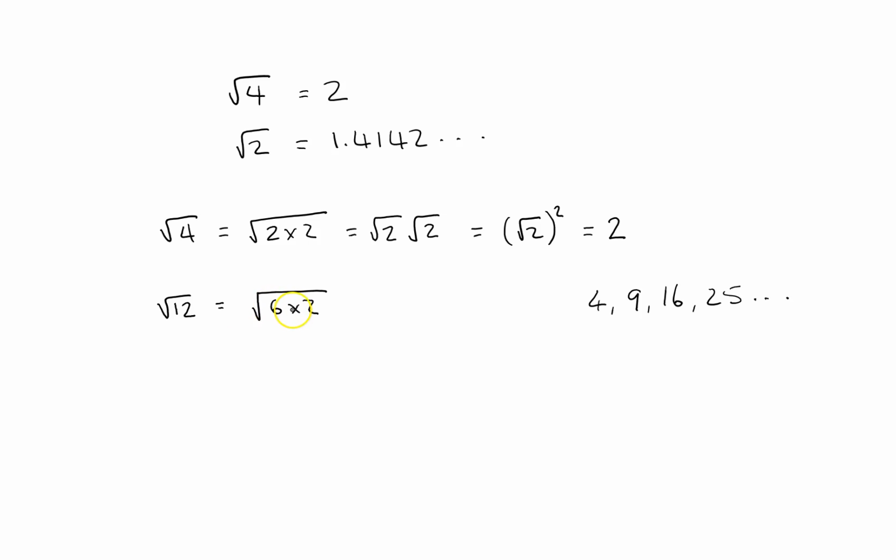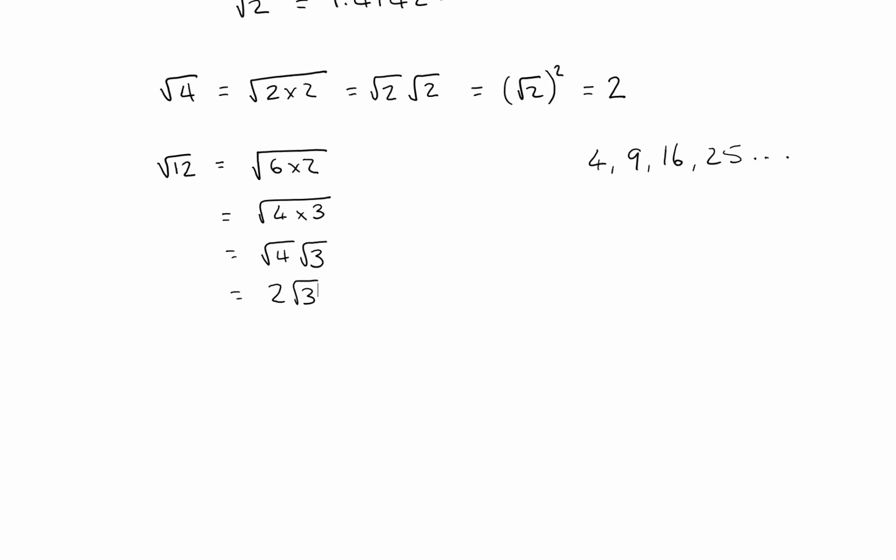So instead of 6 times 2, it would be much more useful to us to break 12 into its factors of 4 times 3. This can then be written as the square root of 4 times the square root of 3. And the square root of 4 is 2, so we get 2 root 3. And that's the simplified form of root 12, 2 root 3.